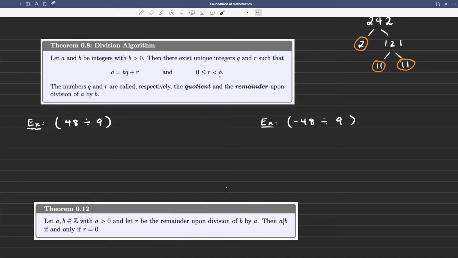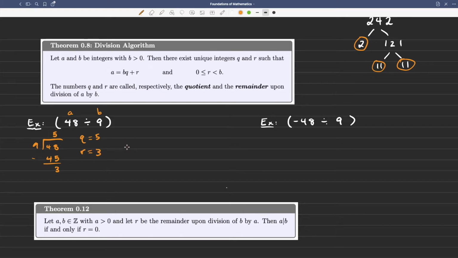For example, just picking a few easy numbers here. What if you do 48 divided by 9? When you do 48 divided by 9, 9 is your b, the number you're dividing by, and 48 is your a, right? And so you do long division, you go 9 into 48. Now let's see, that would go, what, 5 times? And then 9 times 5 is 45, subtract there, and you get 3. So you get a remainder of 3. So your q is equal to 5, and your r is equal to 3.